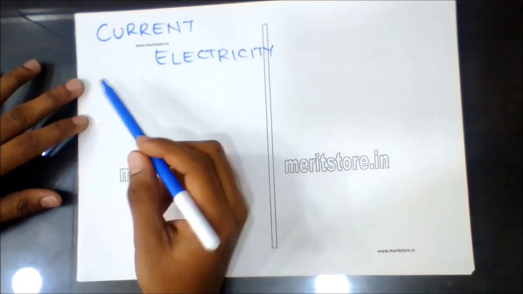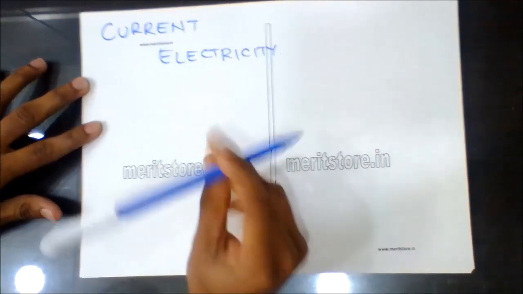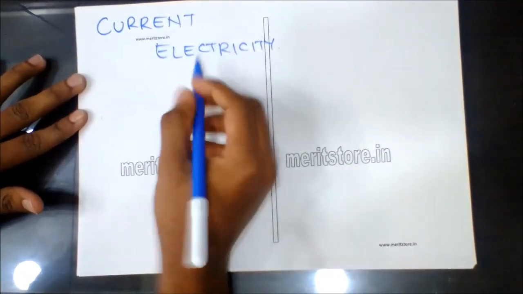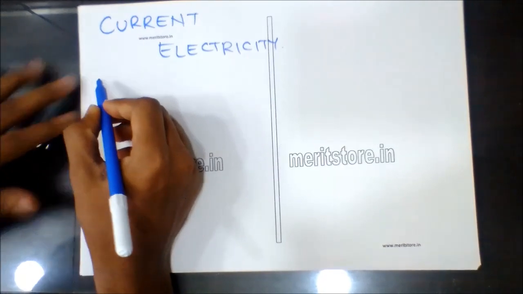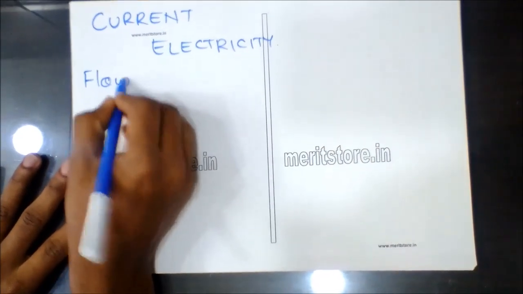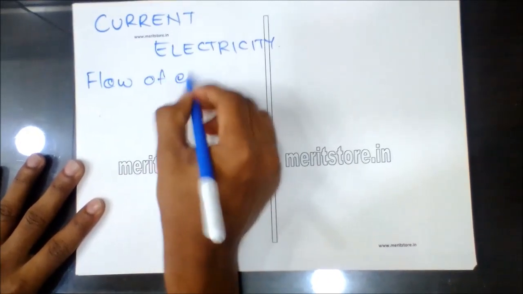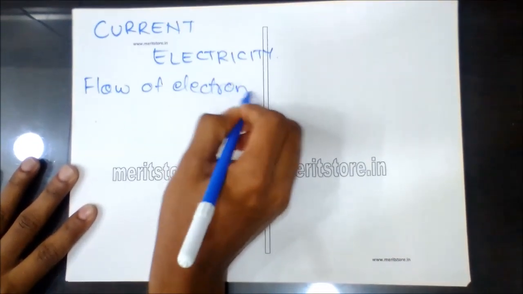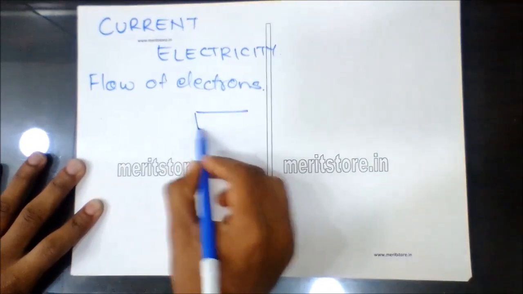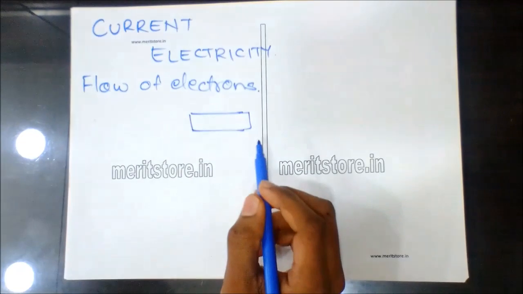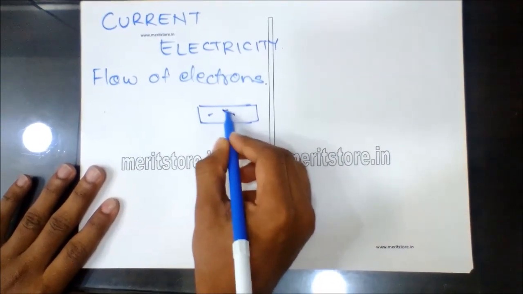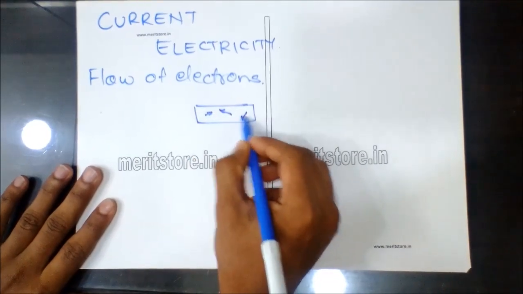Today we'll be looking at the synopsis of the chapter current electricity. The definition of current is nothing but the flow of electrons. In any normal conductor at a given temperature, without any potential difference, electrons flow in various directions.